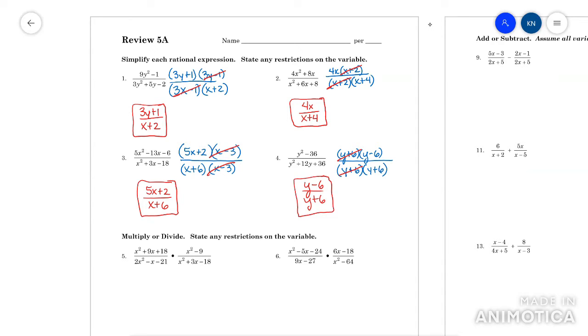Don't be the person that cancels like these y's. You don't want to do that. These are binomials. They have to be exactly the same. Now, having said that, look back at this problem. If we had gotten something like this, then yes, you could have canceled these x's because those are monomials and you can reduce monomials. So just keep that in mind. Let's keep moving.